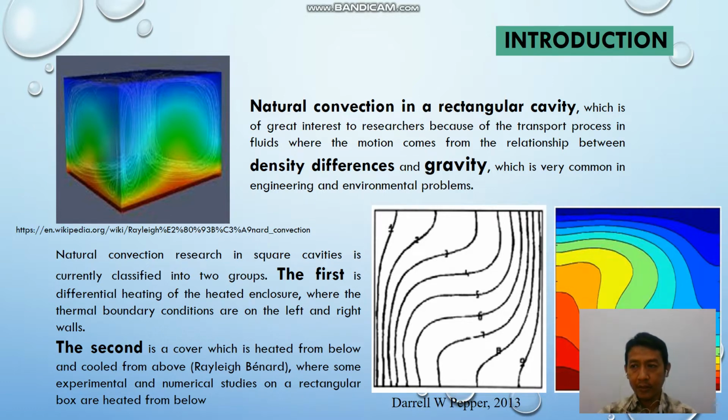Most of the natural convection research in square cavities is currently classified in two groups. The first is differential heating of the enclosure, with the thermal boundary conditions on the left and right walls. The second is a cavity which is heated from below and cooled from above, better known as Rayleigh Benard. There are some experimental and numerical studies on a rectangular box heated from below.